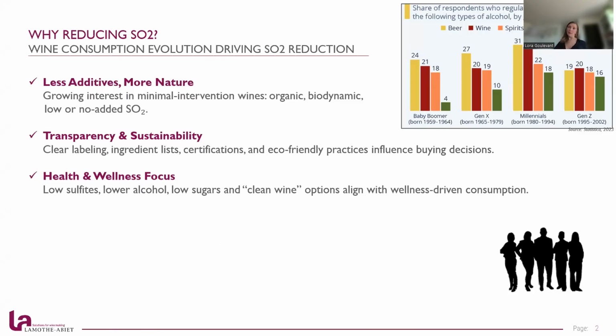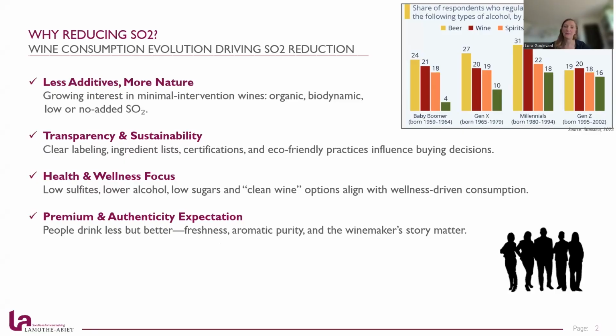Also, SO2 becomes a concern in terms of health and wellness. People associate sulfites with something not healthy, something that can impact their health. Sometimes it is related to headaches, even though we know that it's not this type of molecule that provokes headaches, but sulfite is a big allergen. They are also focusing on lower alcohol wines. We see more trends with low or no alcohol, lower or no sugars, more clean wines.